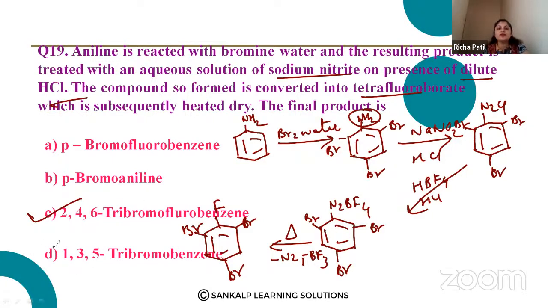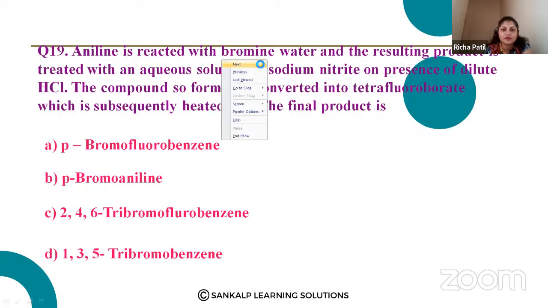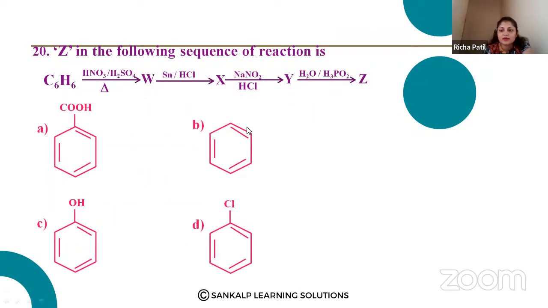So understood? First we treated it with bromine water, followed by sodium nitrite in the presence of HCl. You yield your diazonium salt. This diazonium salt is further treated with tetrafluoroborate, so in your N2Cl, Cl is replaced by BF4. This is further heated dry, and you form 2,4,6-tribromofluorobenzene. Z. Okay.